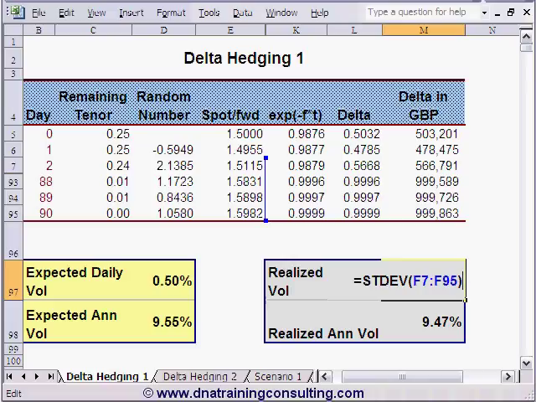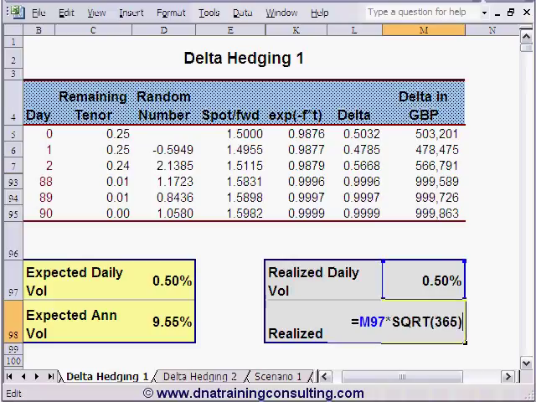Next, cell M98 converts this daily volatility, which came out to be 0.50 to 2 decimal places of accuracy, into an annualized volatility. And it does this by multiplying the daily volatility by, as you can see, the square root of 365. Please note, you do not put square root of 90 or 91 here.